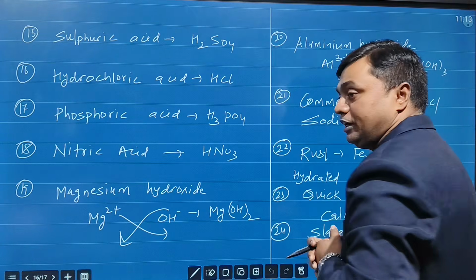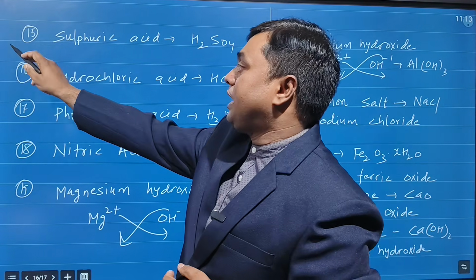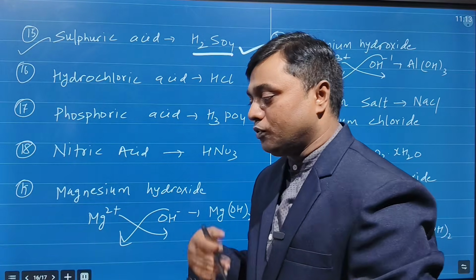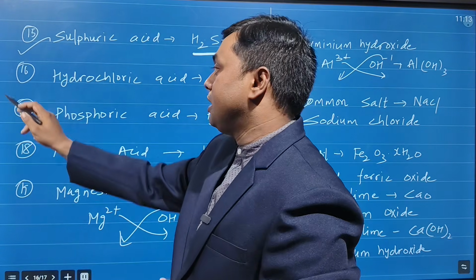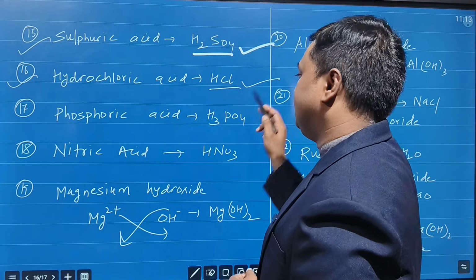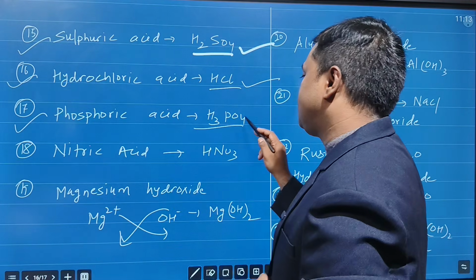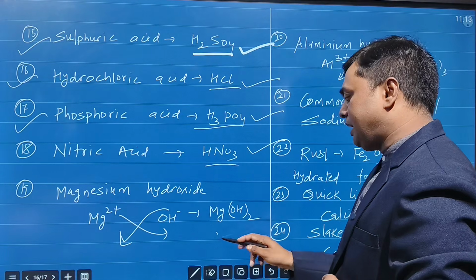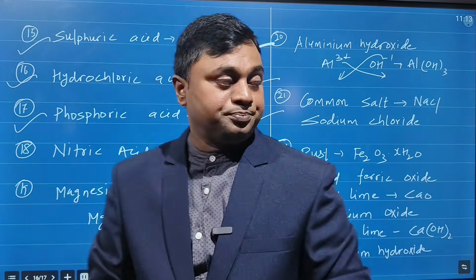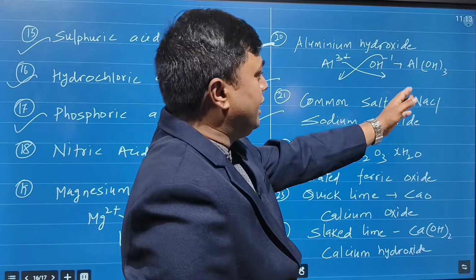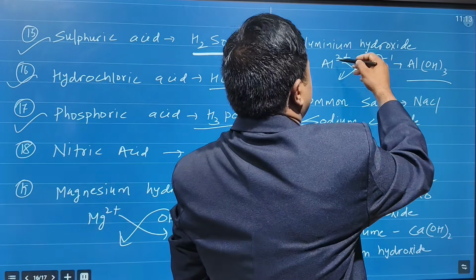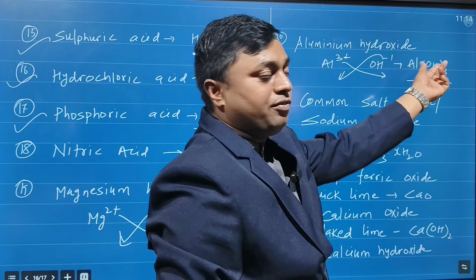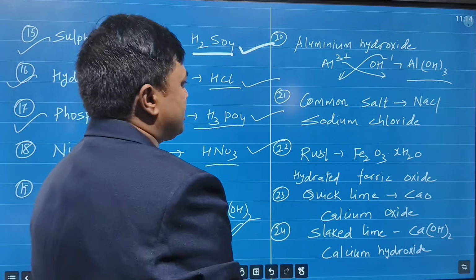Apart from these, you should also know some important acids and salts names, like sulfuric acid H2SO4. You must remember because it is frequently used in the chemical equations. Hydrochloric acid HCl. Phosphoric acid H3PO4. Nitric acid HNO3. Magnesium hydroxide Mg(OH)2. Aluminum hydroxide Al(OH)3. Al3+, OH-, so 3 will move here, so within bracket with OH we can write Al(OH)3.